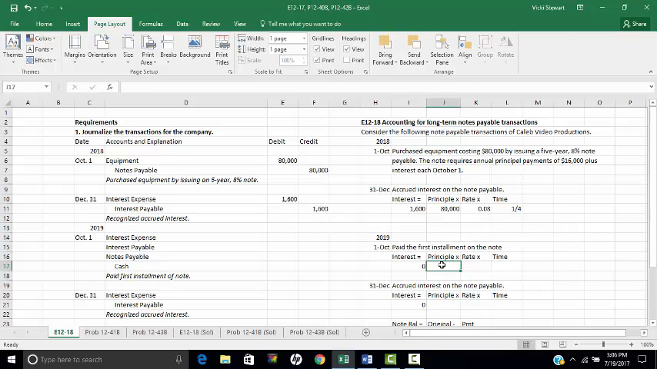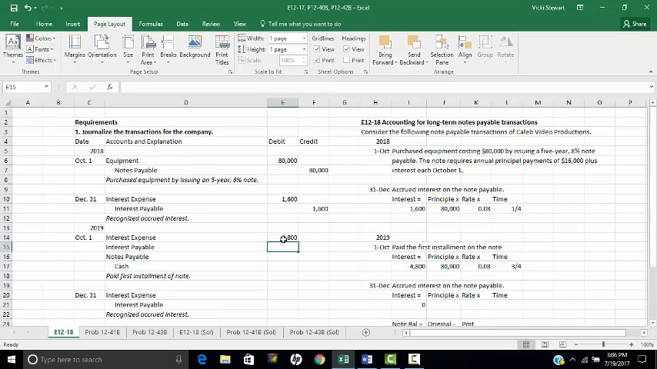Then in 2019, we pay the first installment on the note. So at this time, we're still going to calculate interest expense from January 1st through October 1st on the original principal amount of $80,000 at the 8% rate, and this is for 9 months out of 12. So the interest expense for this year is $4,800.